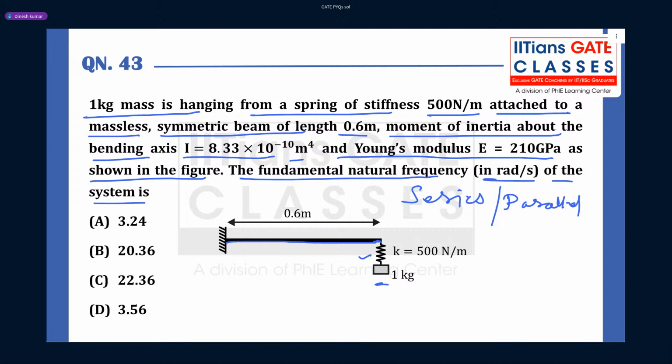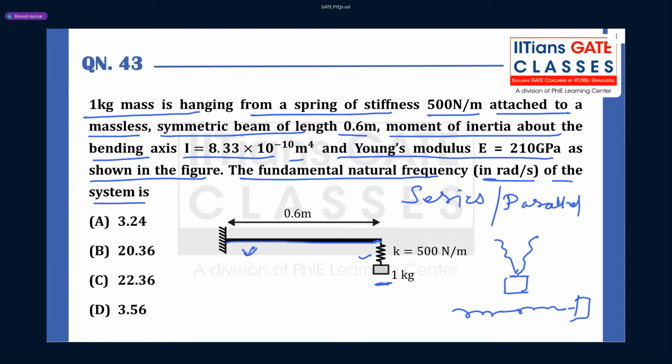It is in series. Why? Because you can see the mass is not directly connected with this cantilever. When you have parallel combination, the mass needs to be connected at a common point. Parallel combination means this kind of arrangement where you have mass, but series means one spring and then another spring, then this is connected. So Swastik, please check, you are wrong. It's not parallel combination, it is series combination. Clear?